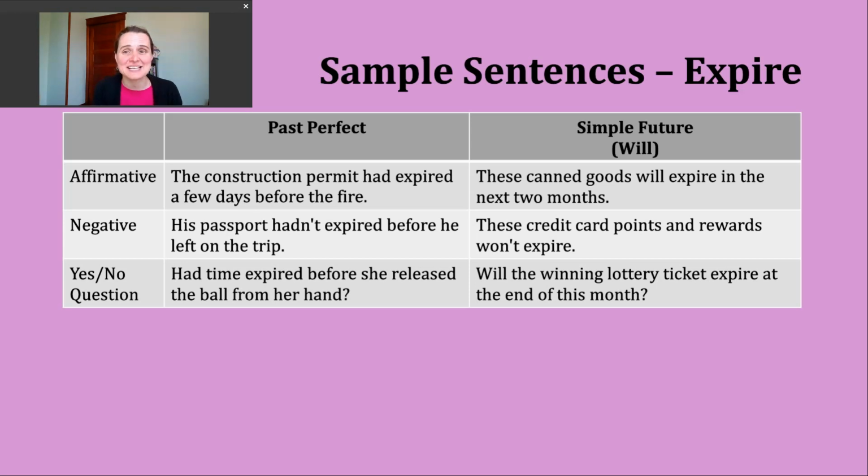Let's look at a negative sentence in the simple future. Again, I'm going to have my subject. I'll use will not and then the base verb. Or you might hear won't and then the base verb. The structure stays the same no matter what the subject is.